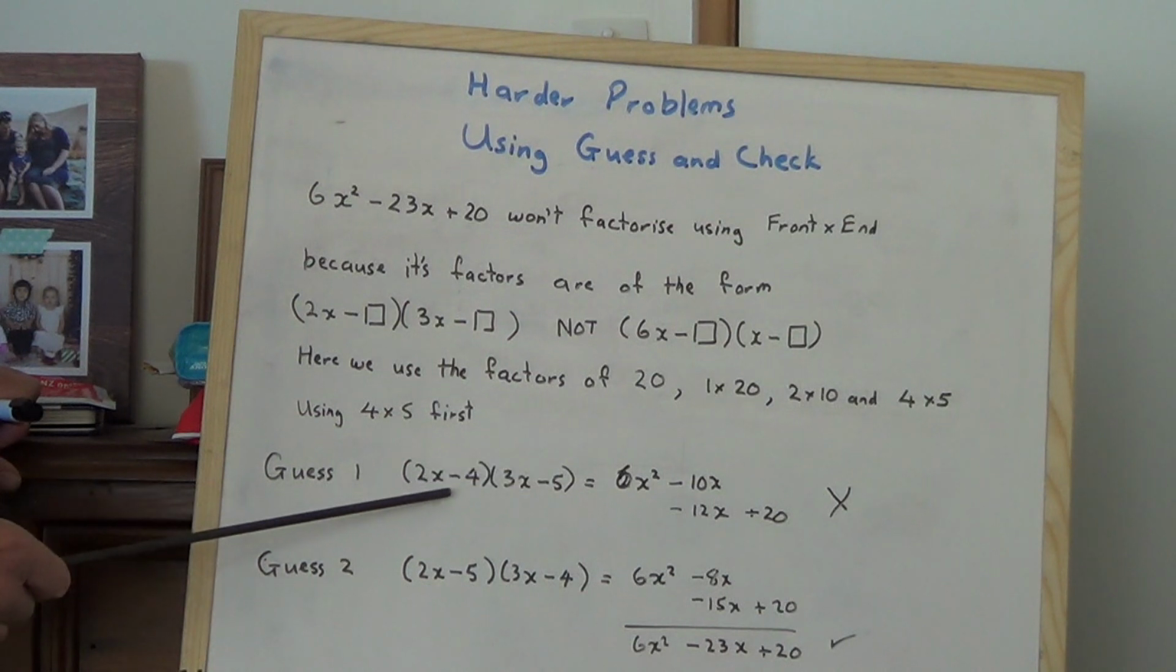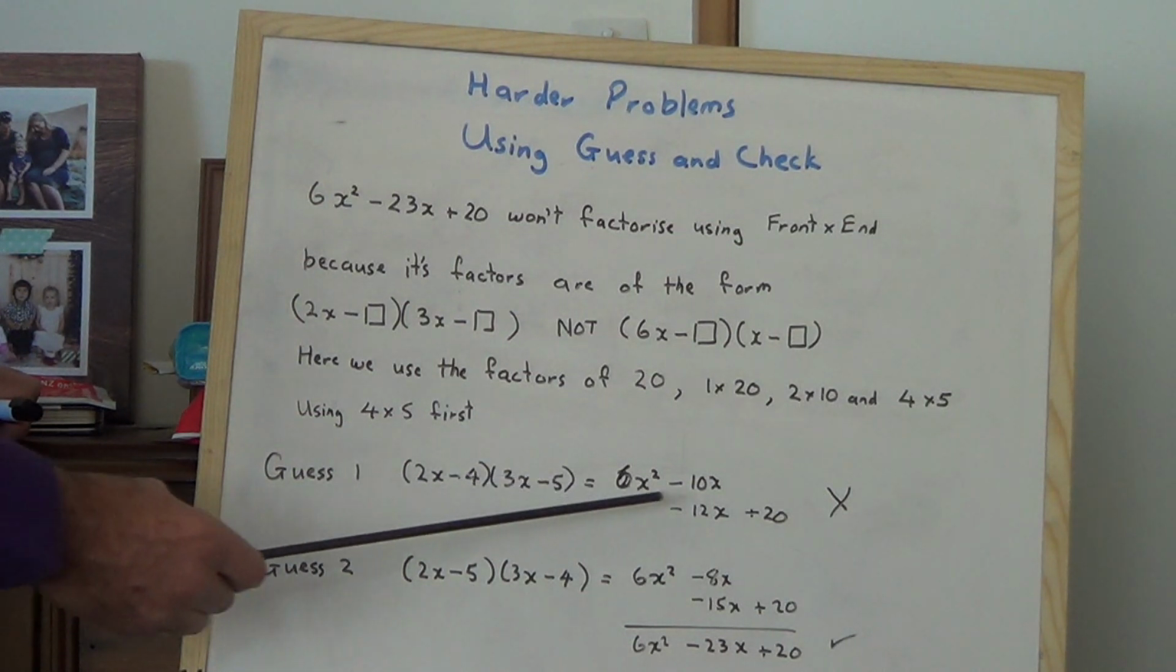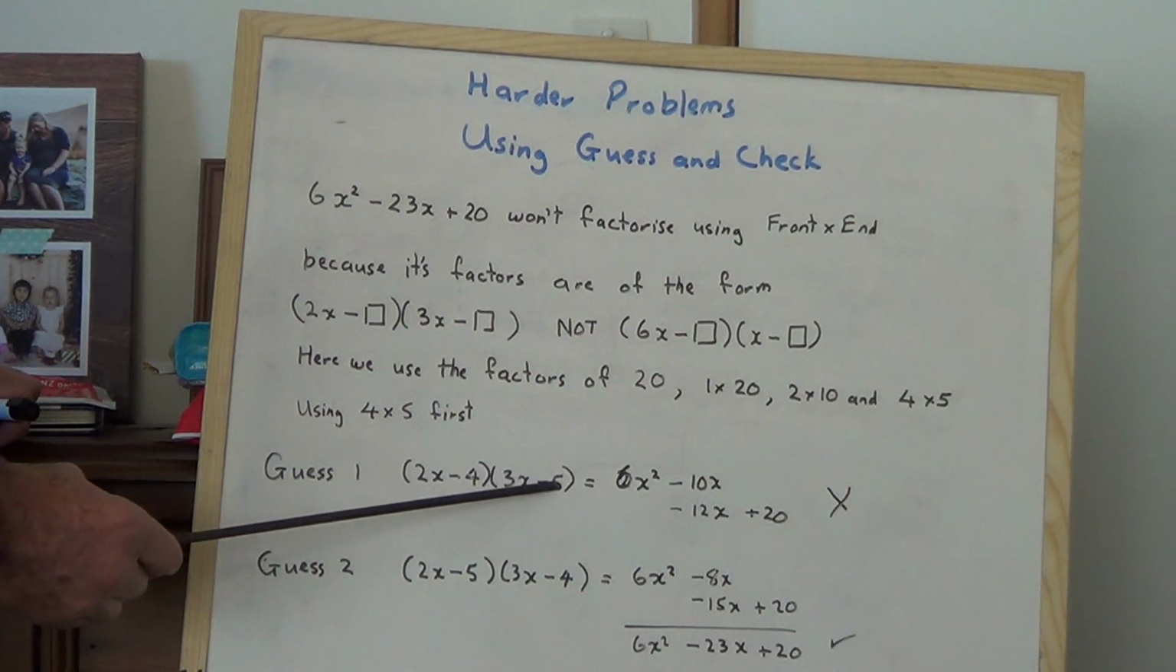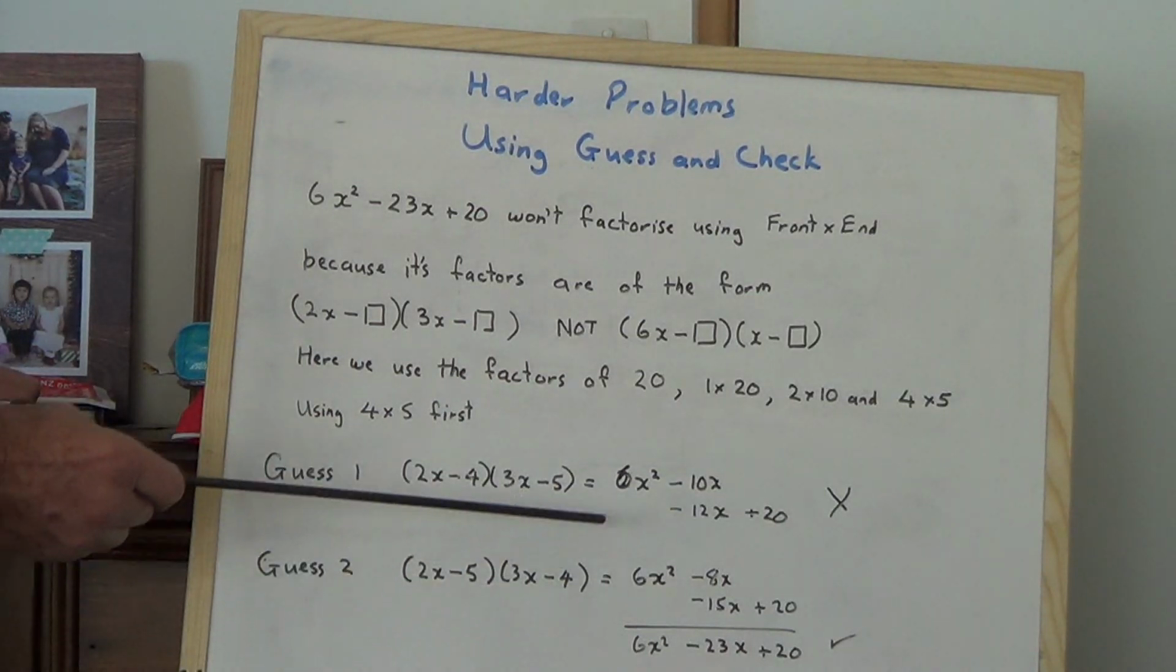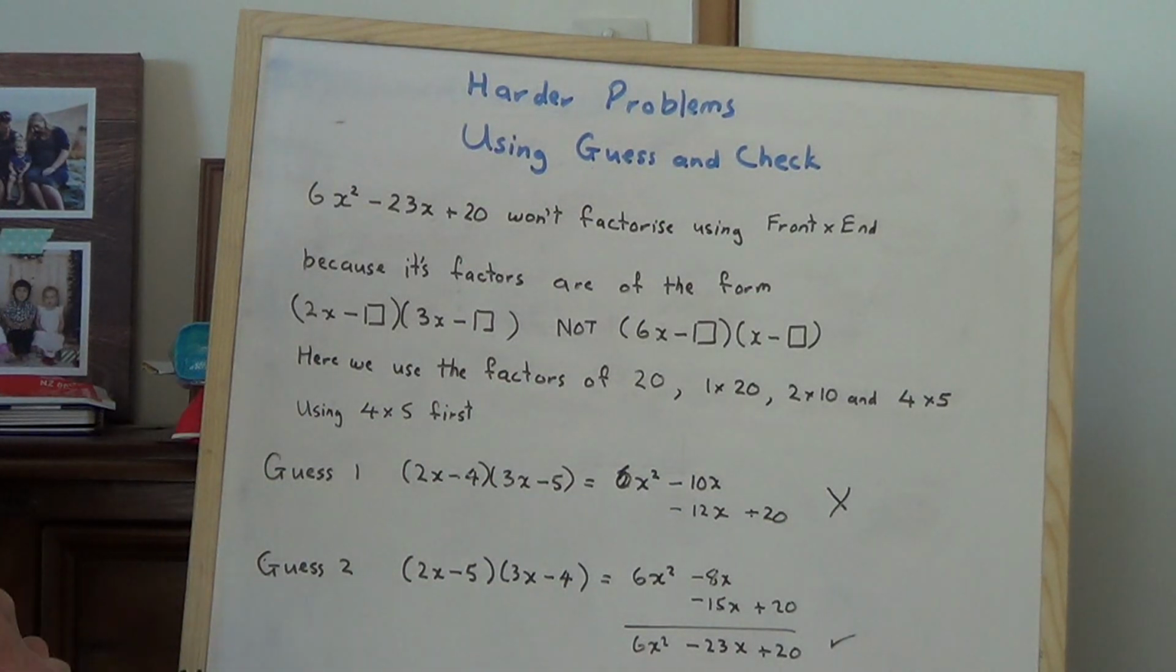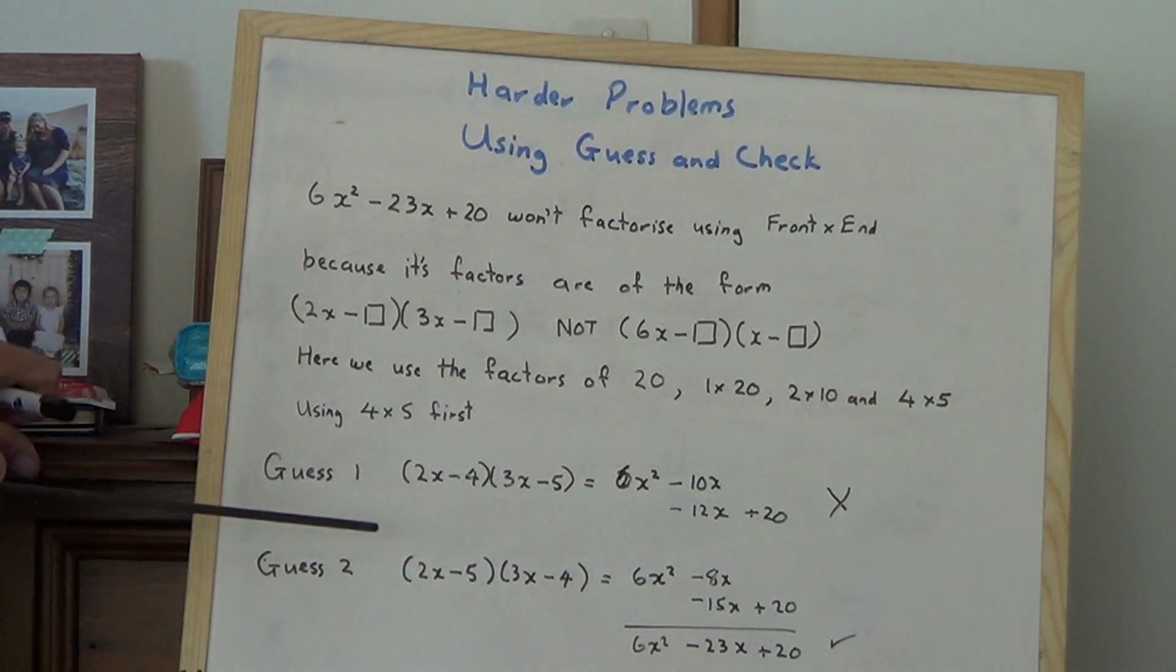Minus 4 times 3x is minus 12x, and minus 4 times minus 5 is plus 20. And when we add that up, we get minus 22, so it's not right. Probably pretty close. So we'll change it around.